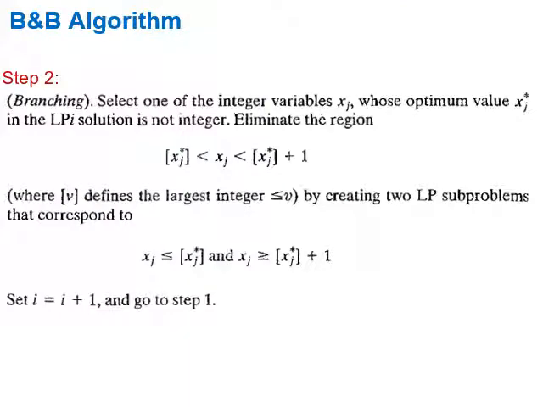When you look at step 2 of the algorithm, which was the branching step, everything is exactly the same for a minimization and for a maximization problem. We solve the LP and we find an integer restricted variable x which is not integer. Then in order to eliminate this region, we add two constraints: x less than or equal to the integer part of the value of that variable, and x greater than or equal to one plus that integer value. And then we set i equals i plus 1 and go to step 1.